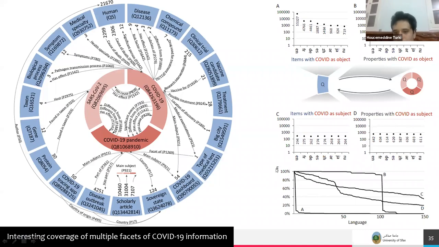As you see in the diagram E, there are 100 languages that are a good representation of COVID-19 information.